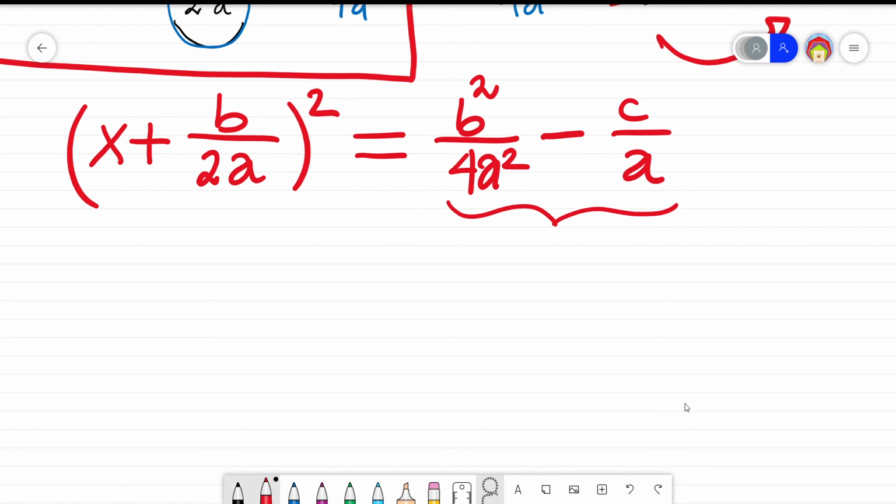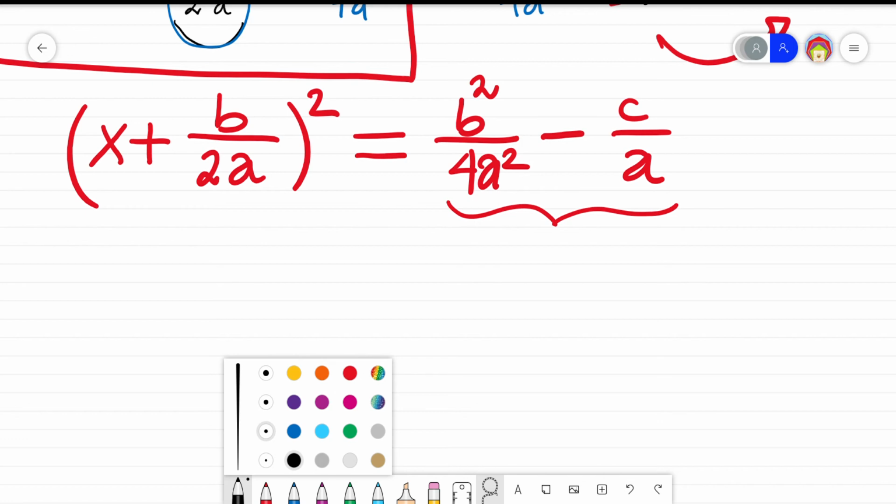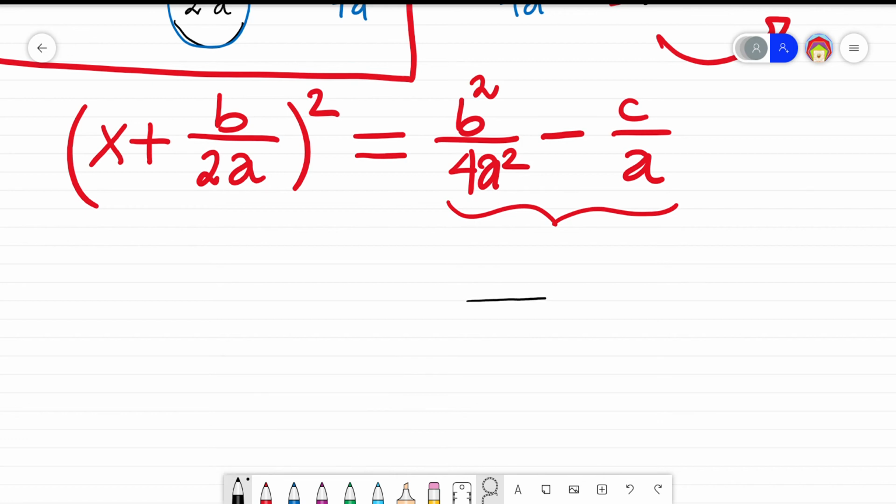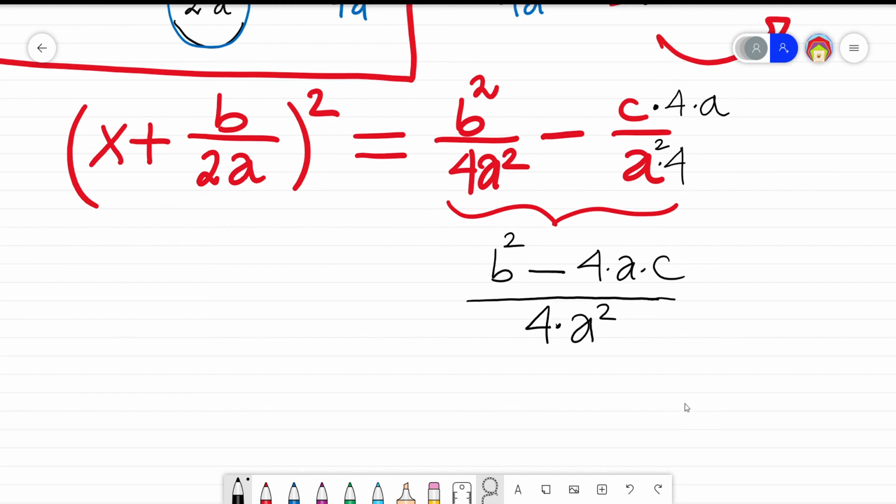Now, I want to work a bit more with those fractions. This is a difference of fractions. Let's do it. To do a difference of fractions, we need to work out the common denominator, which is going to be 4 times a squared. On top is going to be b squared minus, and that c is missing the 4 and is missing the a, if I want the common denominator. So minus 4 times a times c. (x + b/2a) to the power of 2 equals that.